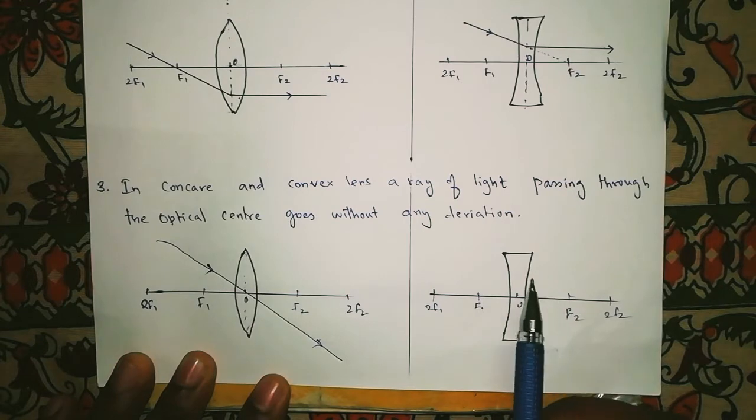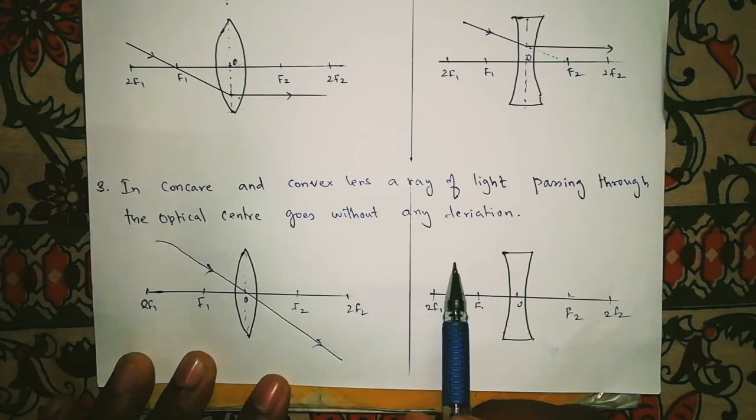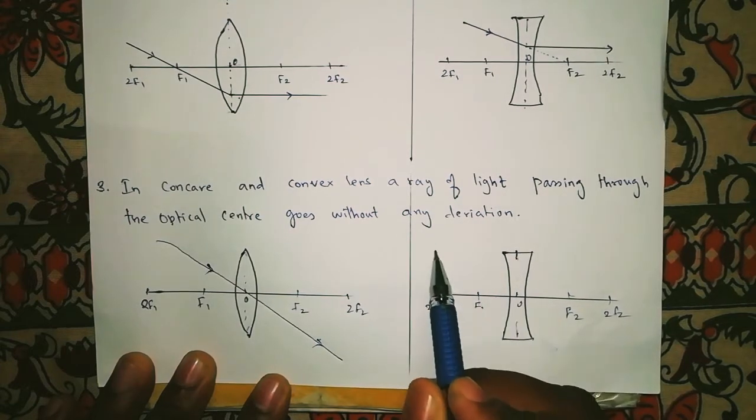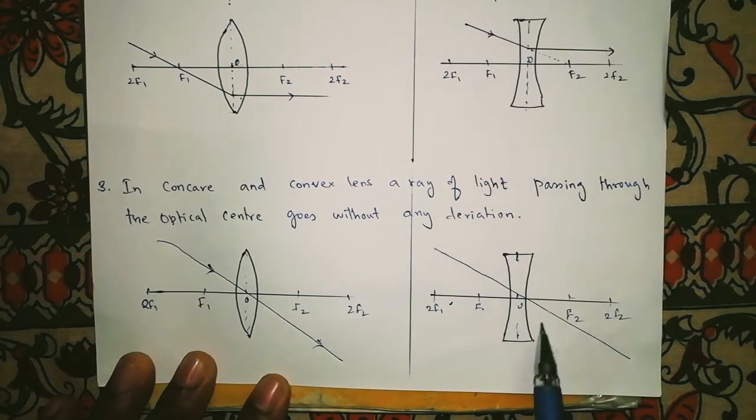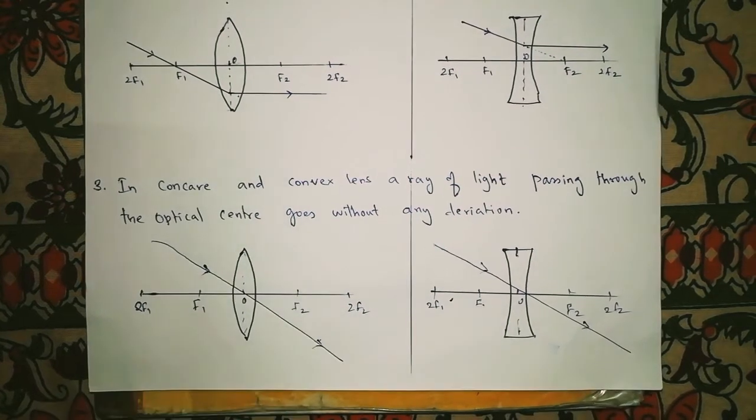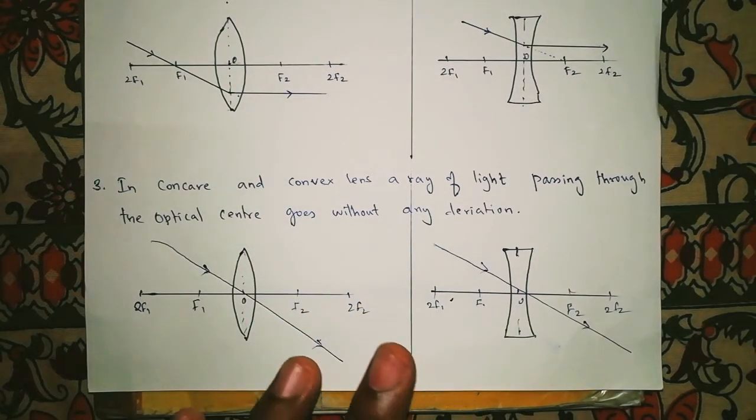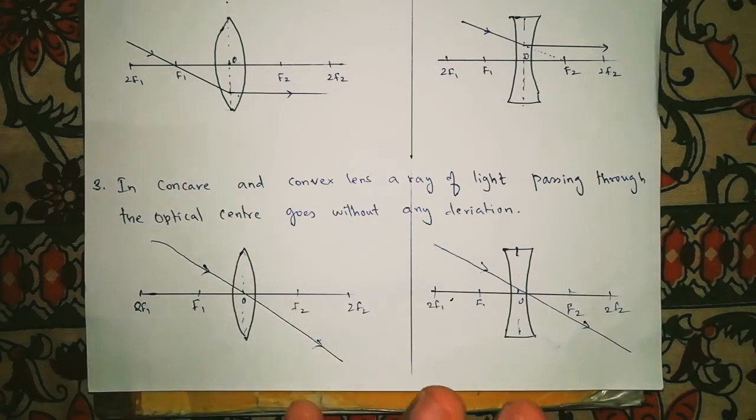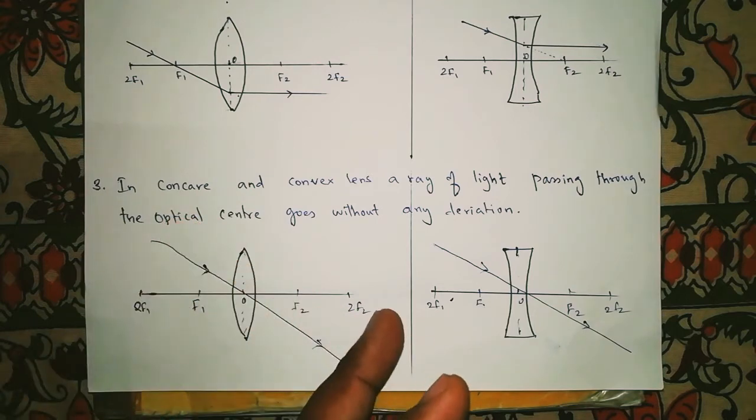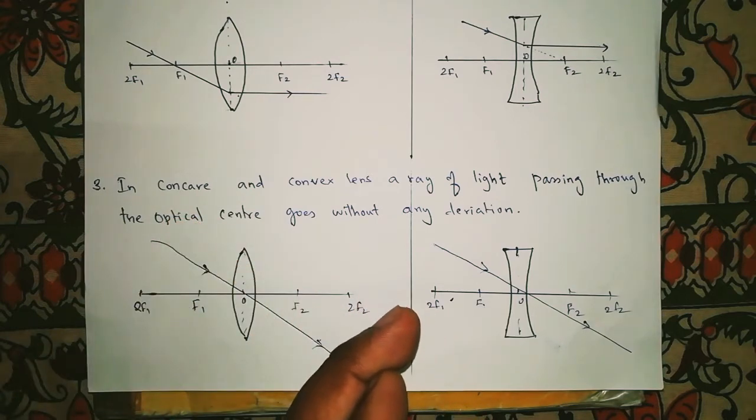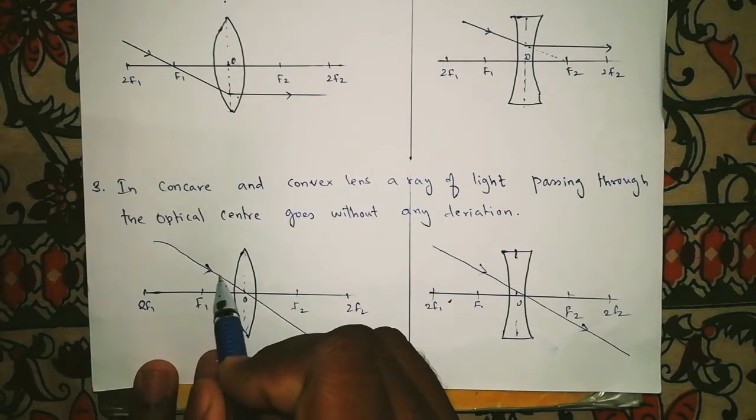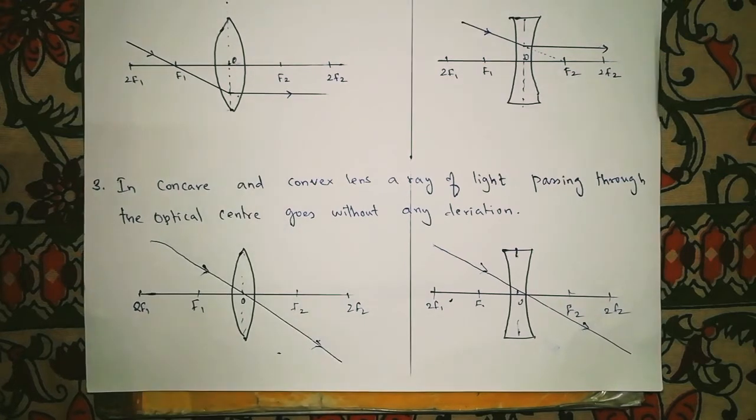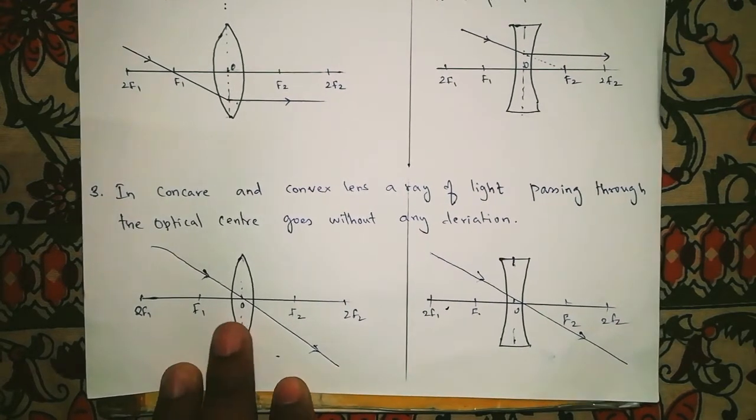It is the same case for concave lenses also. The concave and convex lens, both, the ray of light passes through the optic center and goes without any deviation. So it won't come back. But in the concave and convex mirror, when it comes to the center of curvature, it goes back directly. But here in the lens, it won't happen, it goes directly.